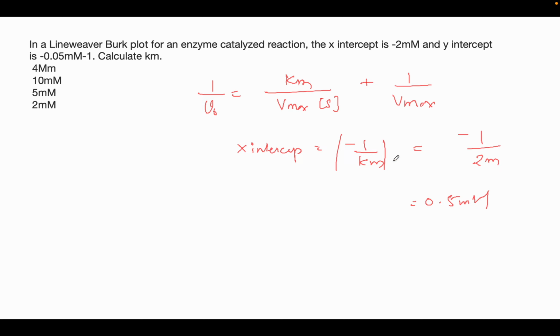So in the Lineweaver-Burk plot, the x-intercept is minus 2 millimolar. Minus 2. Okay. Oh, sorry. So this is minus 2. So 1 by Km is 2. So Km will be 5. So the correct answer is 5.